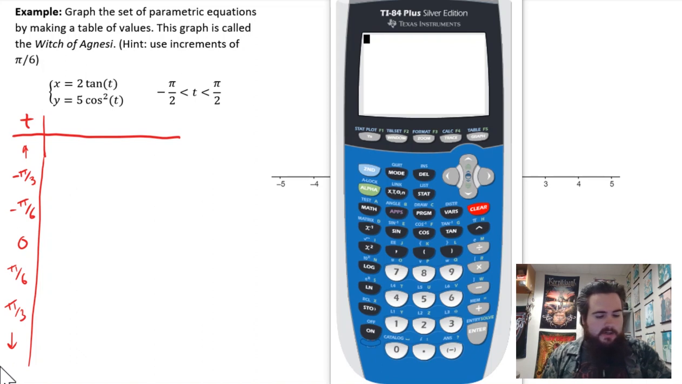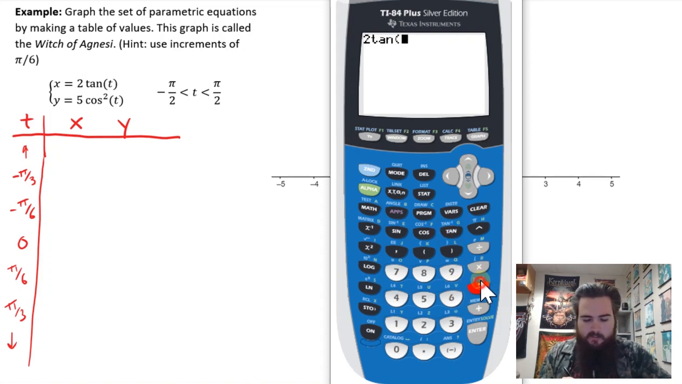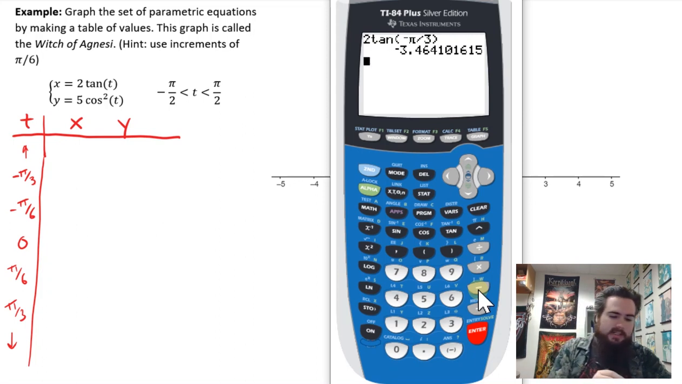But let's plug in these initial values, starting with negative pi over 3, and we'll get x and y in response. If I plug in negative pi over 3 for tangent, we should know that one is in quadrant 4, so it's going to end up being negative. And because it's sine over cosine, that should be square root of 3. So that should be negative square root of 3 times 2, which gives us negative 3.46.